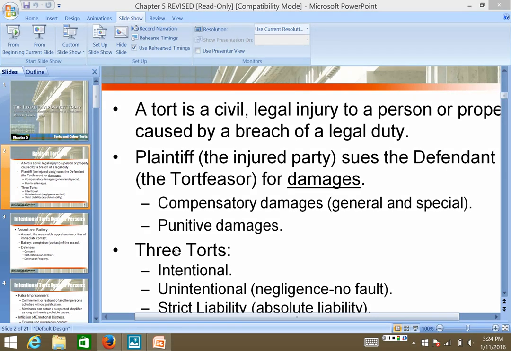We're going to discuss three different types of torts. Your normal type, most common being the middle hyphenated bullet there, unintentional or negligence type of torts. Intentional type of torts, and then a third category known as strict liability.